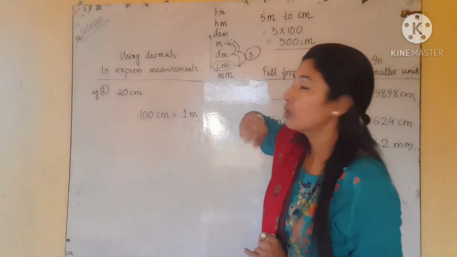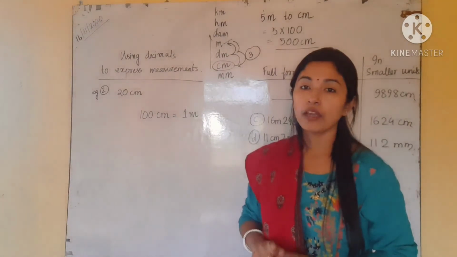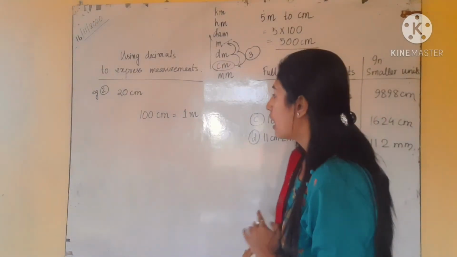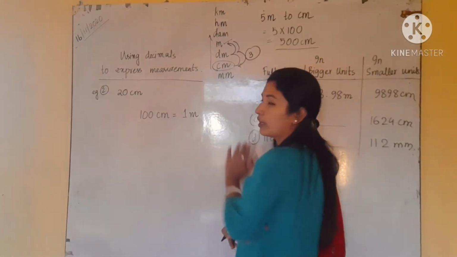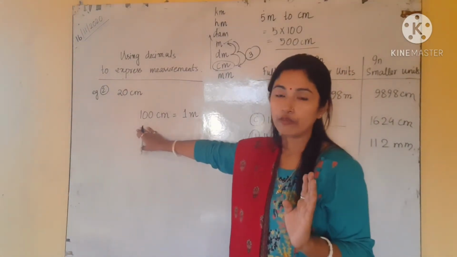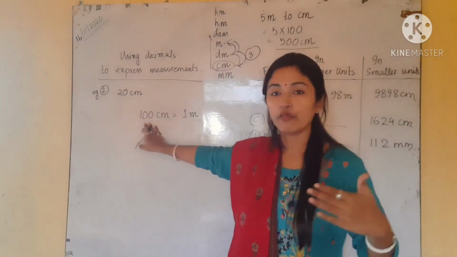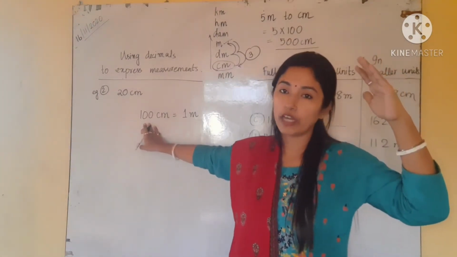But if we want to convert from centimeter to meter, then we have to divide by 100. See here, 100 centimeter is equal to what? 1 meter. That means the conversion factor is 100. If we are going downward, then we have to multiply by 100, and if we are going upward, then we have to divide by 100.